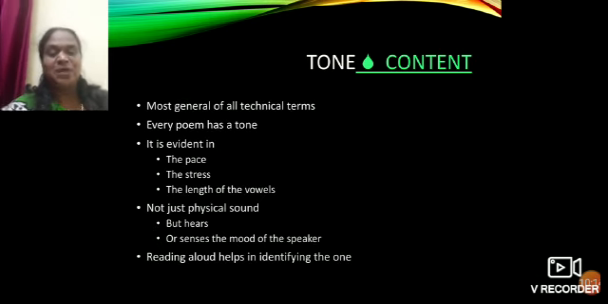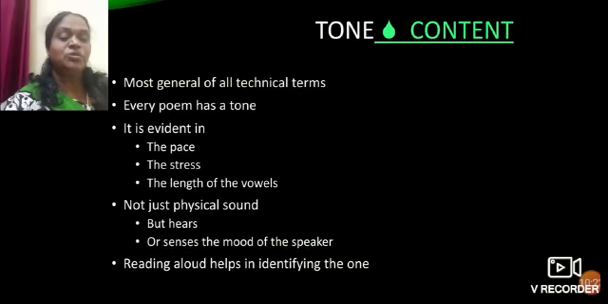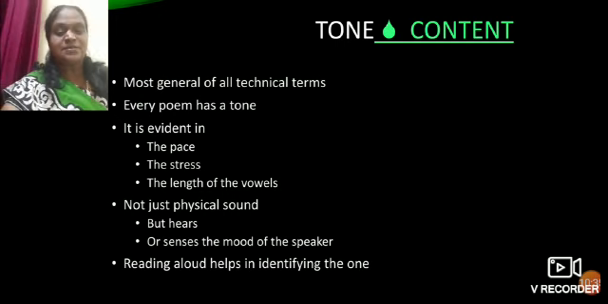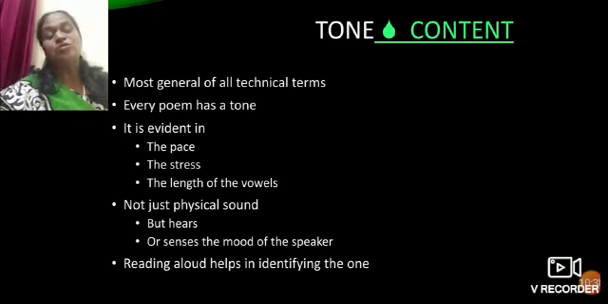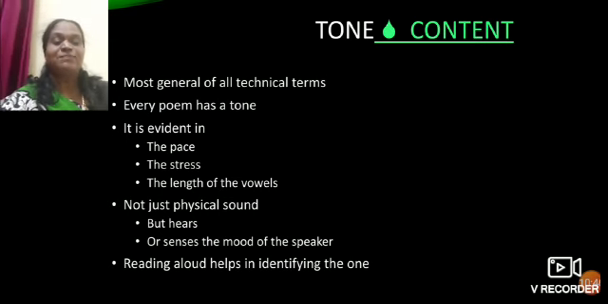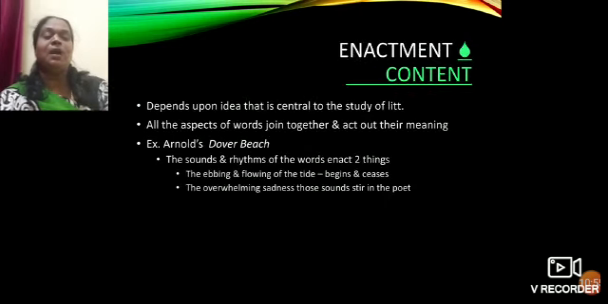Now, tone, we understand, is generally a technical term, and every poem, as we know, has a tone. And how do you identify this tone? This tone can be identified based on the pace, that's to say the speed of the poem, the stress or the length of the vowels. Now, when you're reading, don't just focus on the physical sounds, but look at those sounds that tell you of the mood of the speaker, or sometimes really please your senses, and all these could be identified only when you read the poem aloud.